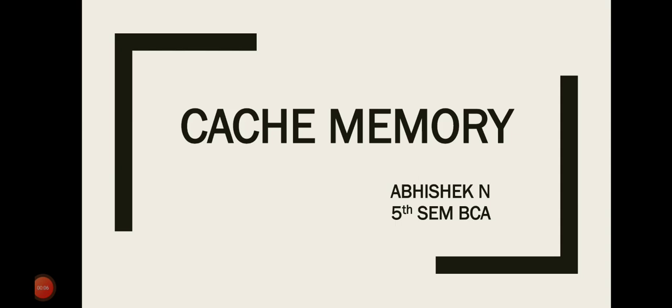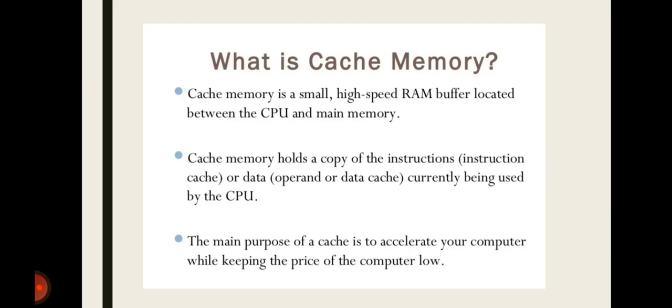My topic is about cache memory. What is cache memory? Cache memory is a small high-speed RAM buffer located between the CPU and the main memory. Cache memory holds a copy of the instruction cache and data cache currently being used by the CPU. The main purpose of cache memory is to accelerate your computer while keeping the price of the computer low.